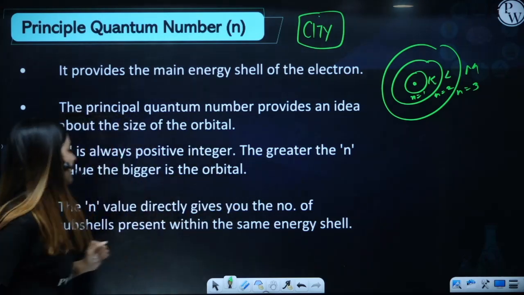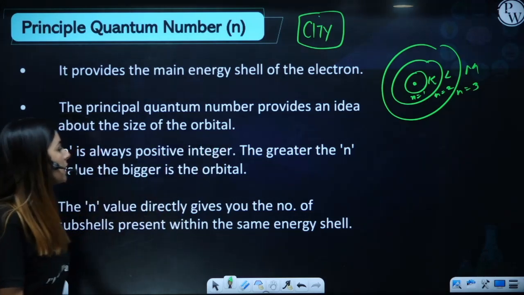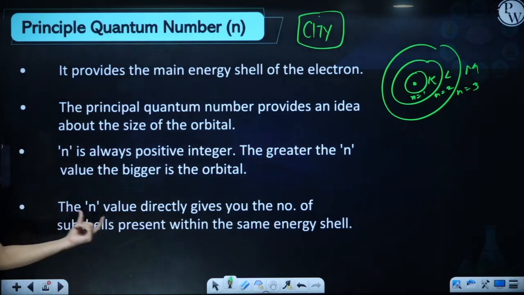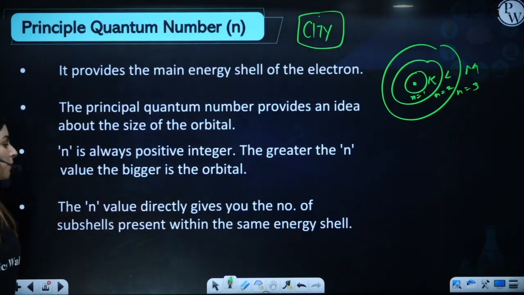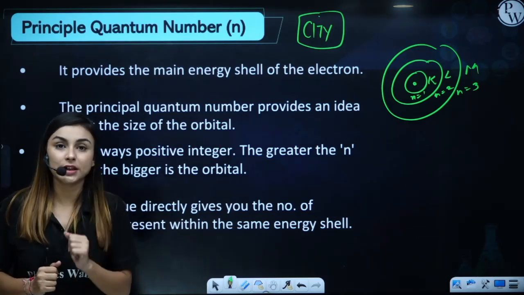Clear? Yes. Next. n is always a positive integer. It can be 1, 2, 3, 4, right? The greater the value of n, the bigger is the orbital. No issues. Perfect. The n value directly gives you the number of subshells present within the same shell. This is the next important thing which I am going to tell you now.